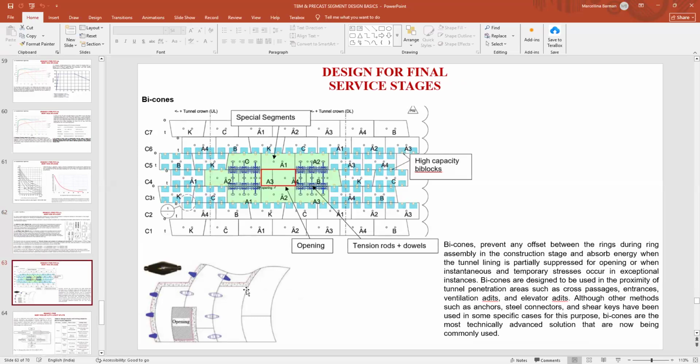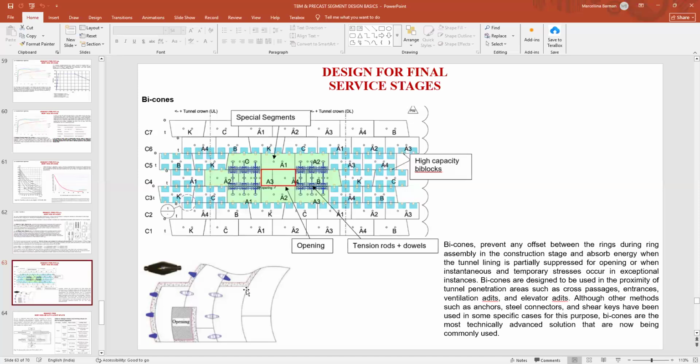Okay, this I have already discussed. This is the cross passage opening. Whenever we are constructing a cross passage, we are breaking the segment. So during the cross passage opening, whatever additional stresses are developed in the already installed segments, you need to check.